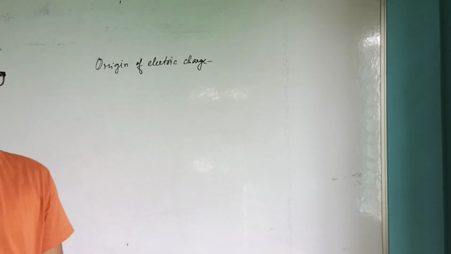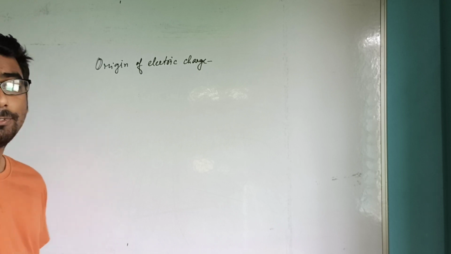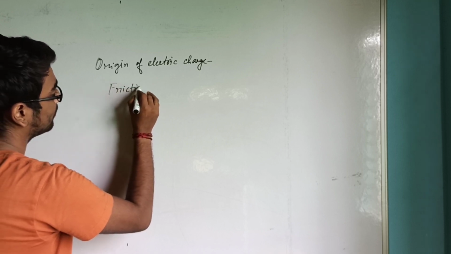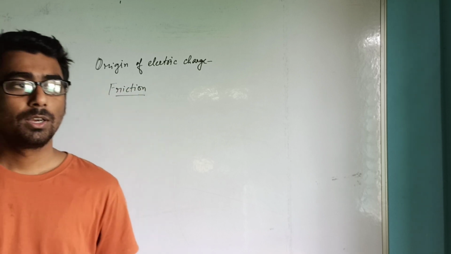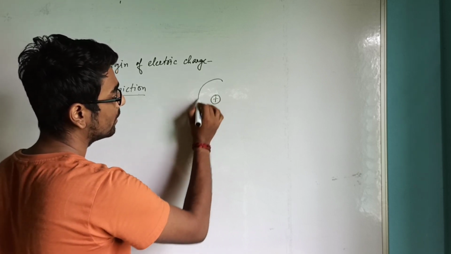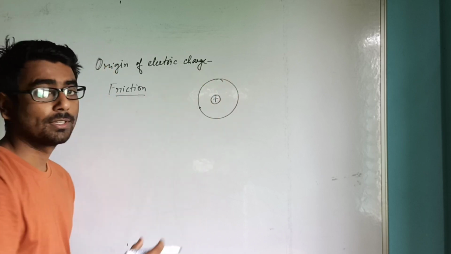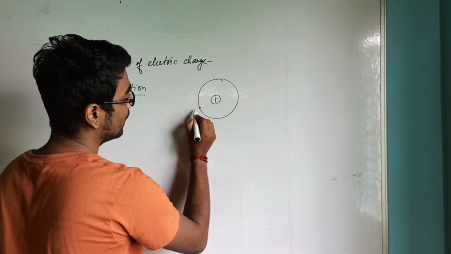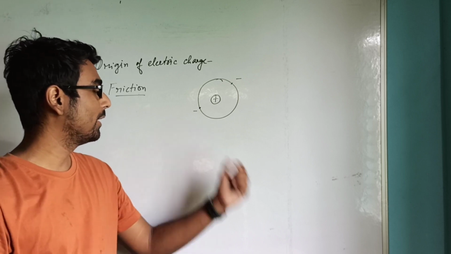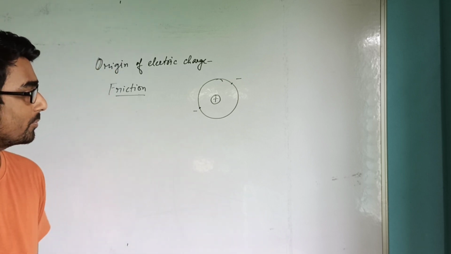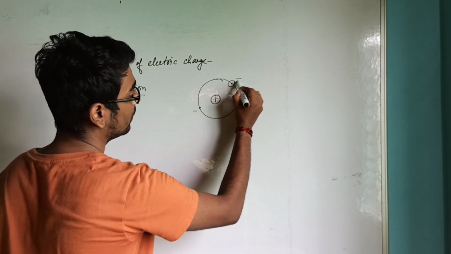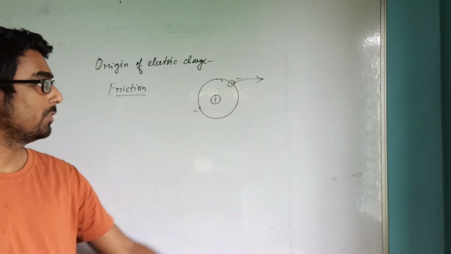The origin of electric charge. In the simplest way, the origin of electric charge is friction. Now the question arises, how? We all know that suppose this is a nucleus, and as a whole it is an atom. So there is a nucleus and there exist electrons. Suppose, for example, there exist two electrons in the outermost shell. In that case, what if we knock out one electron from the atom?